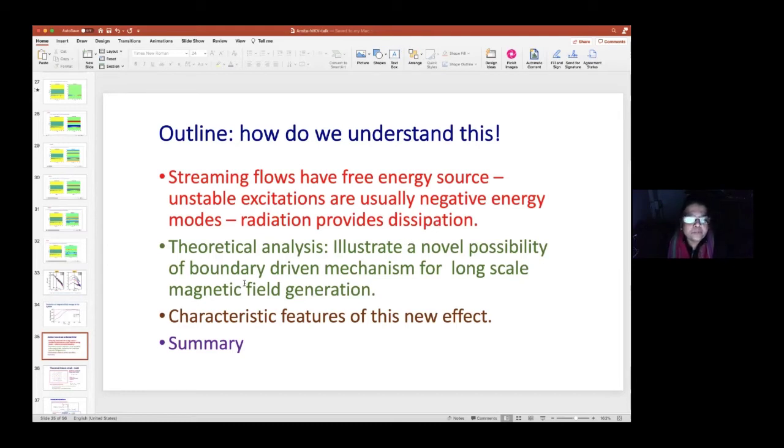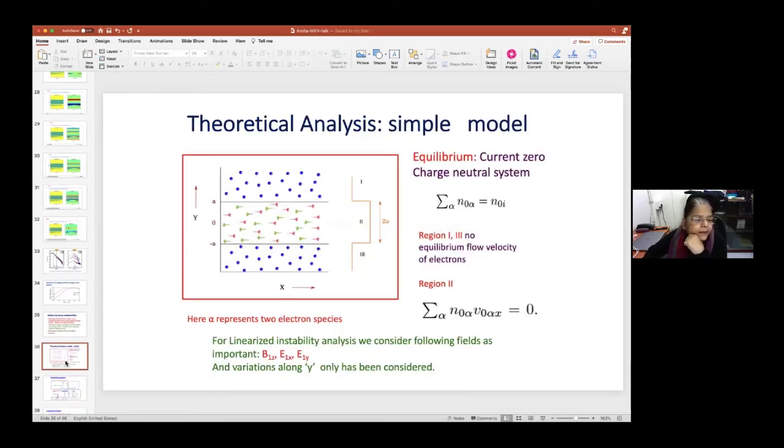So we also carried out a theoretical analysis to illustrate a novel possibility, taking finite boundary effects into account. Let me go through that theoretical analysis. This is the simple model that we chose: we have 3 regions, and in the center there is a region where there is a balance between forward and return currents, and in regions 1 and 3 there's only background plasma. So the equilibrium current is 0, and the density is matched with the ion density, so there's no force here.